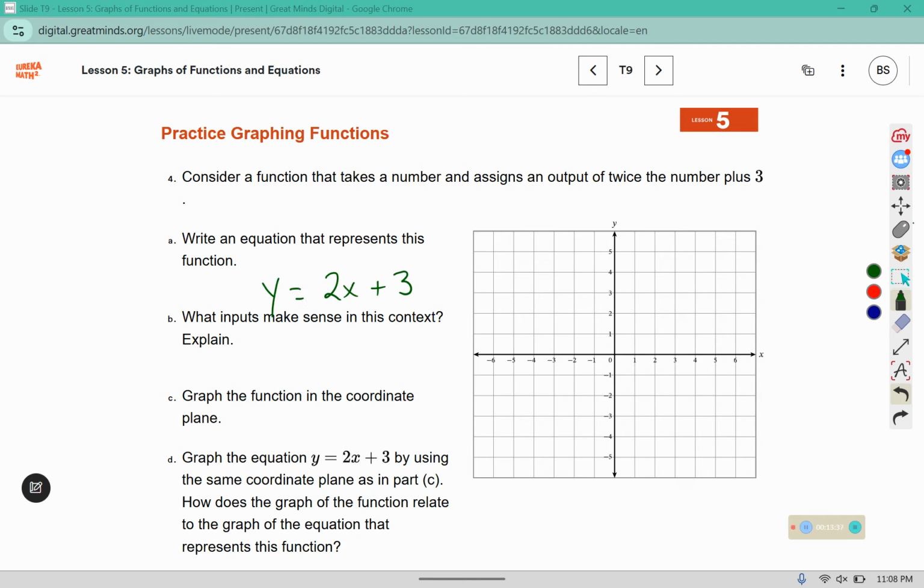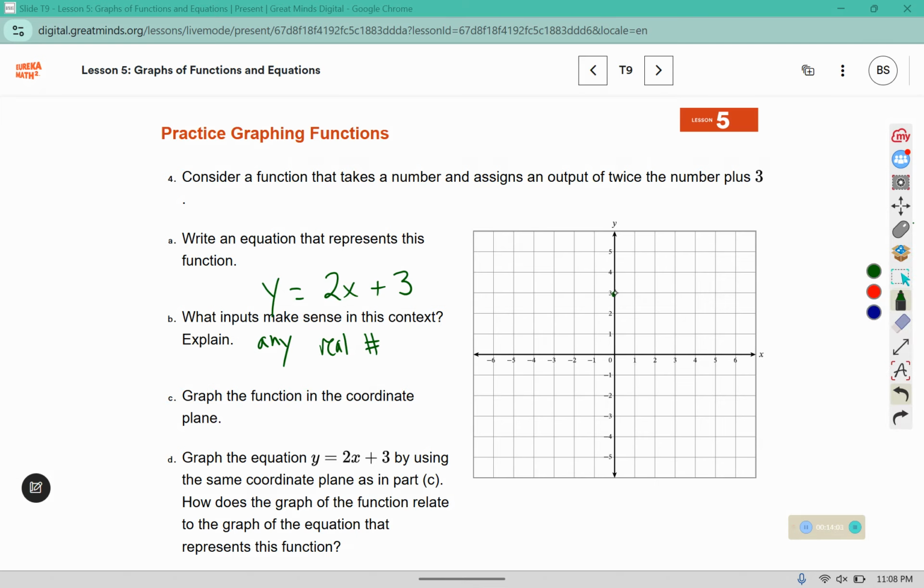What inputs make sense in this context? Any real number would work, because it doesn't have a context that says it needs to be a whole number or a positive. C, graph the function in the coordinate plane.